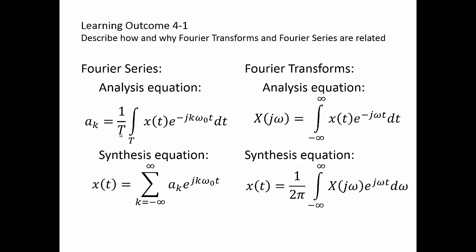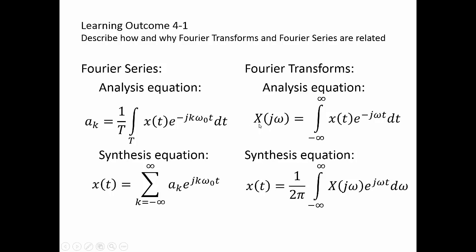So let's compare them side to side. What do we see? What's similar? What's different? Pause the video and compare the two and think about it. Well, this 1 over T is missing, but we explained that because that T got brought to the other side. That's why that's not there. And we're going to call that T times our a sub k, we're going to call that X(j omega). That's the name we give to a Fourier transform.